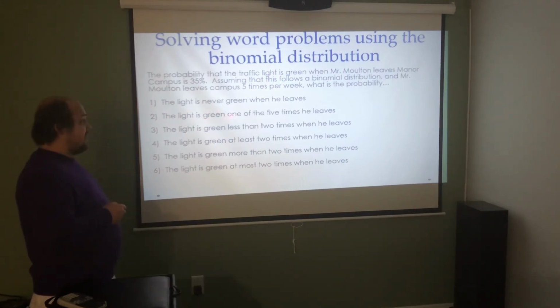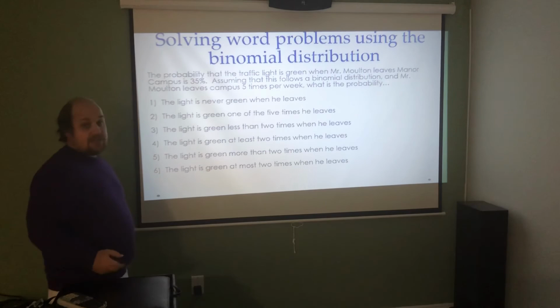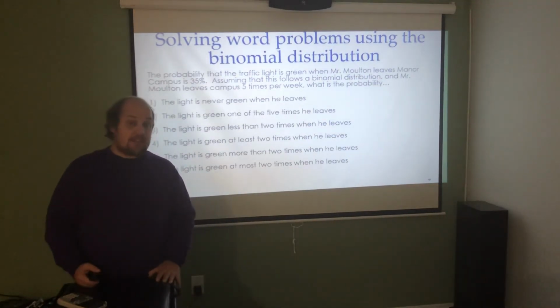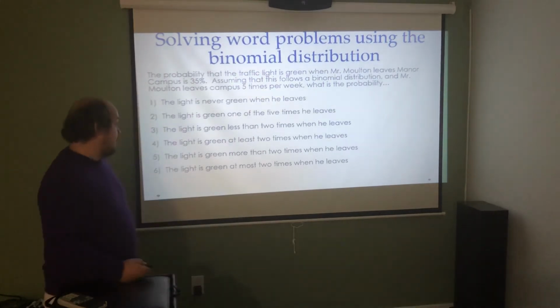What's the probability the light is green 1 of the 5 times I leave? Well, if it's green 1 of the 5 times, that's really finding the probability for x equals 1. I'd do out the whole formula for x equals 1 and find that probability.